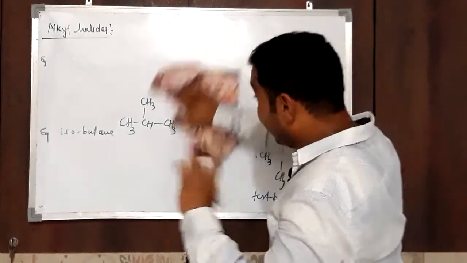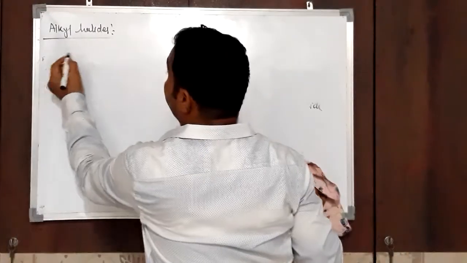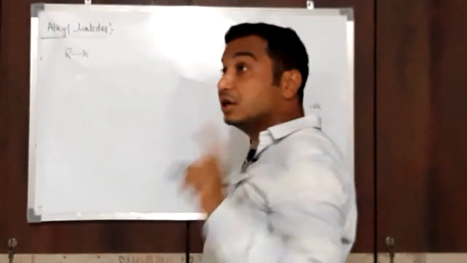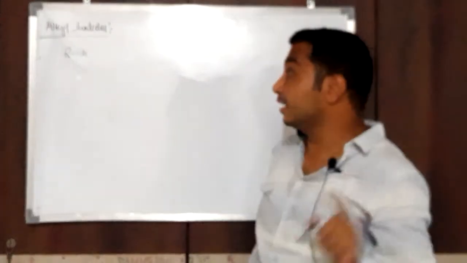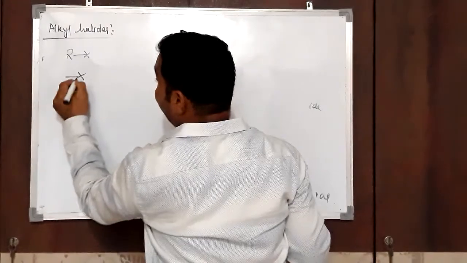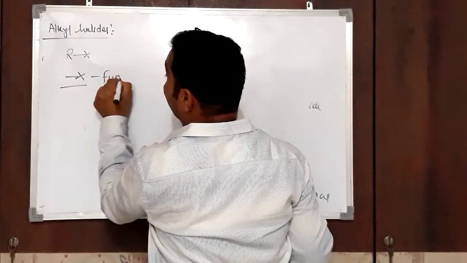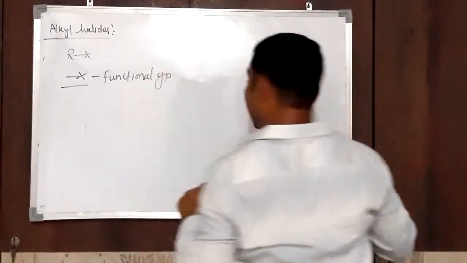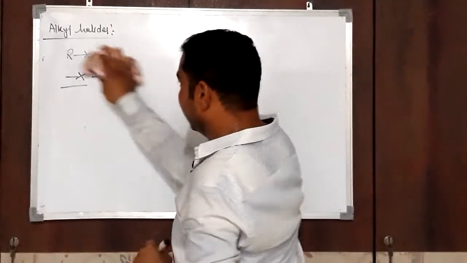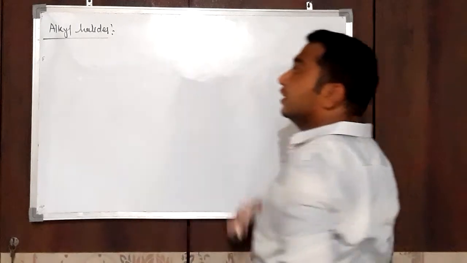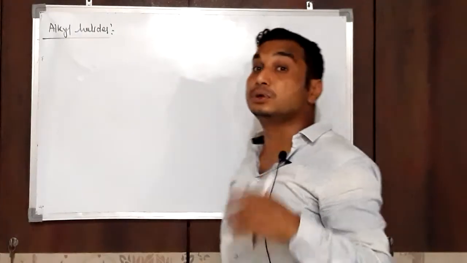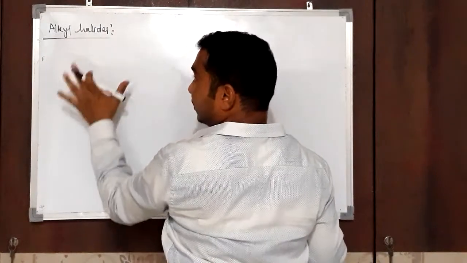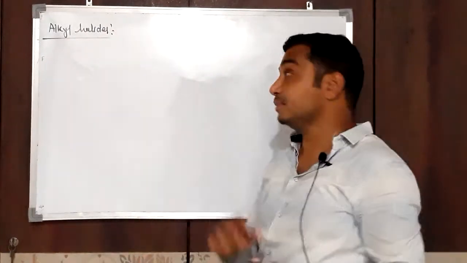Now remember, this alkyl halide is represented by RX, and the functional group present in alkyl halide is halogen. Halogen atom is a functional group, remember. Now these alkyl halides are further classified into three types.